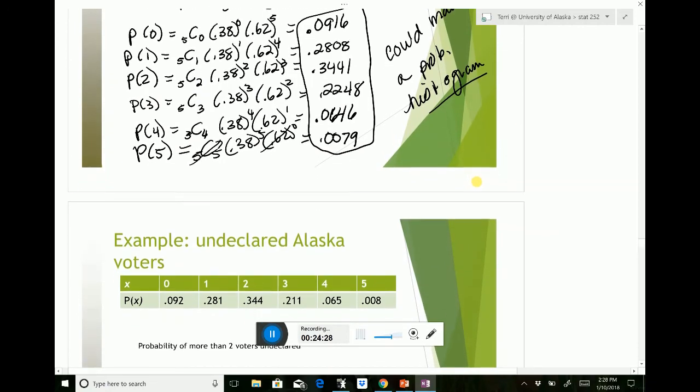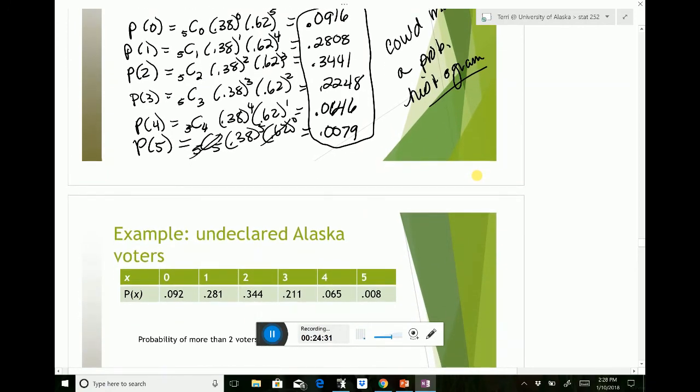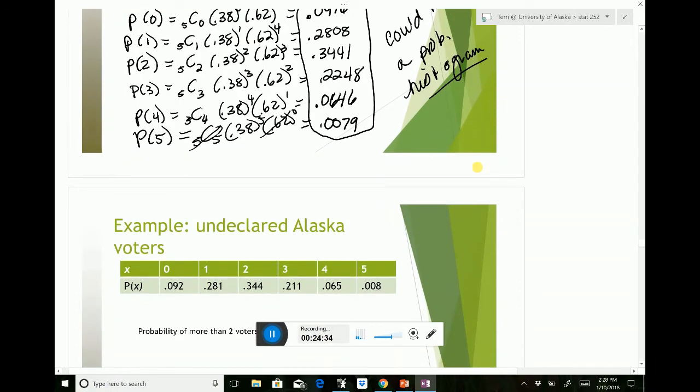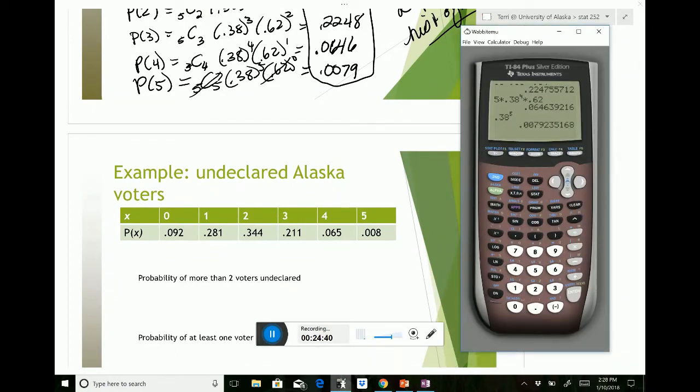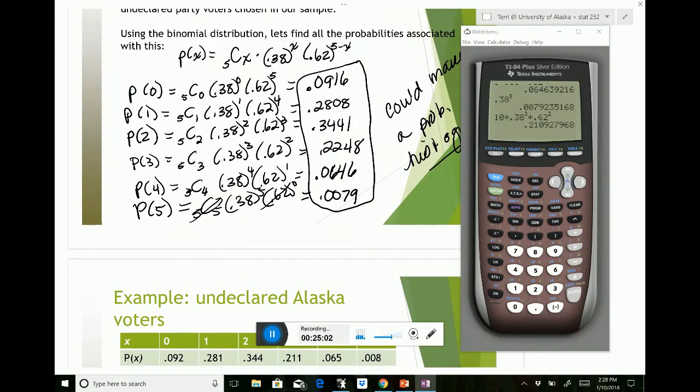0.092. Well, see, I broke my own rule. 0.211. Why is that 0.211? Did I do a typo on that 3 one? Or maybe I did a typo before. That's always a possibility. 10 times 0.38 cubed times 0.64 squared. Oh, I did. It's supposed to be 0.62. Let's redo that one. 0.62 squared. There we go. 0.2109. Fix the typo.